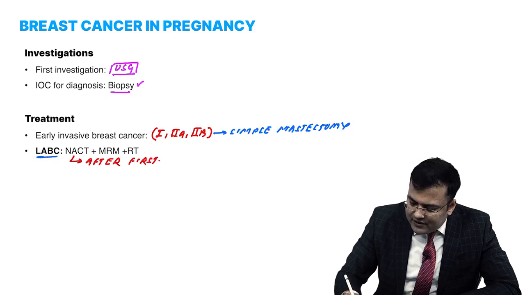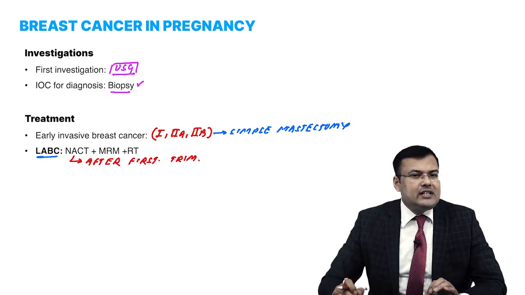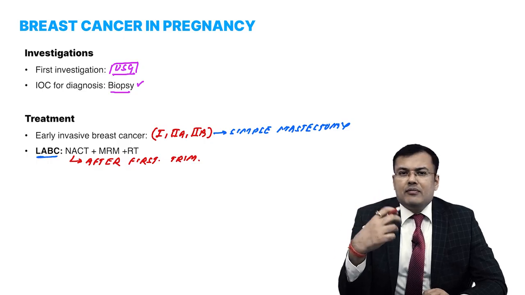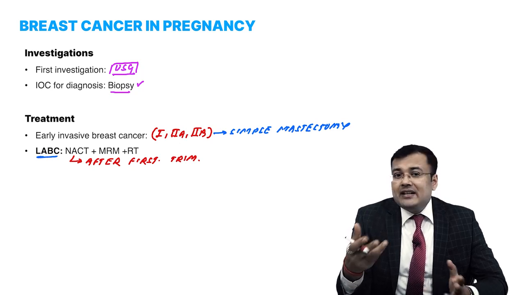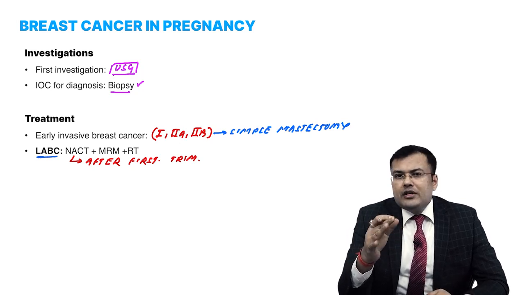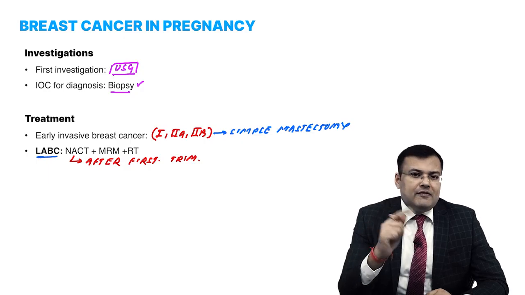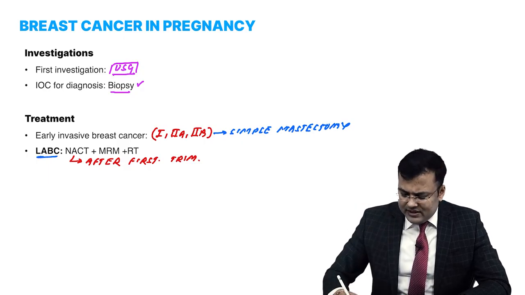After completion of first trimester. Why? Because organogenesis mainly occurs during first trimester. Next, there is maximum risk of abortions during first trimester, right? You know that general anesthesia increases the risk of abortion. So we should not give general anesthesia during first trimester, but we can give it during second trimester.